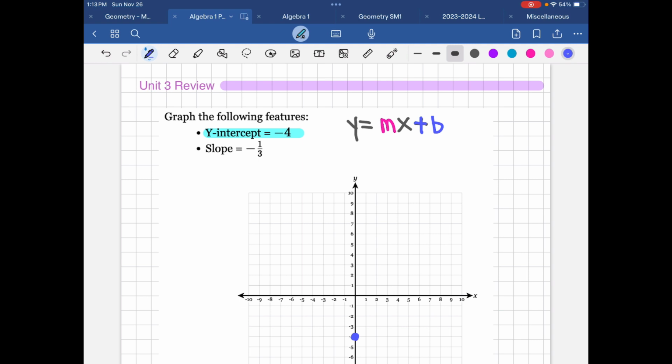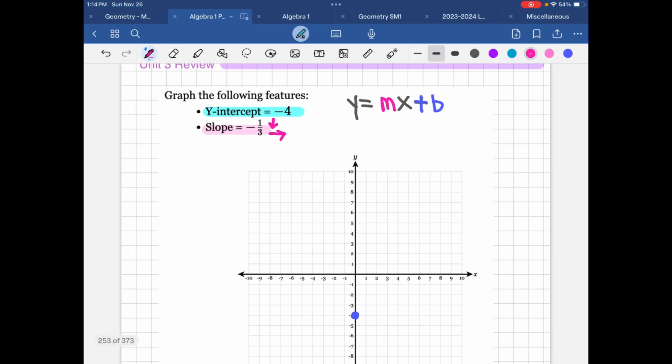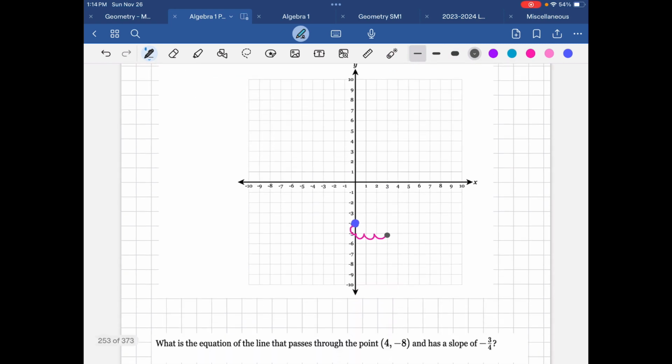Remember, M, your slope, tells you how to move. Since it is negative, we are going to go 1 down and then 3 to the right. 1, 2, 3. This is where we will place our second point, and then we will graph them together. Let me go ahead and connect them. Just like so.